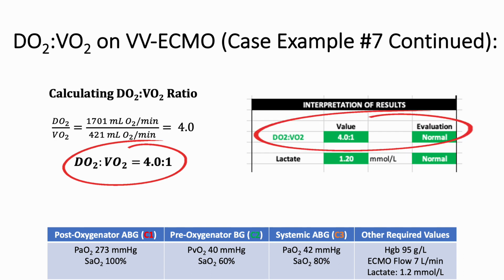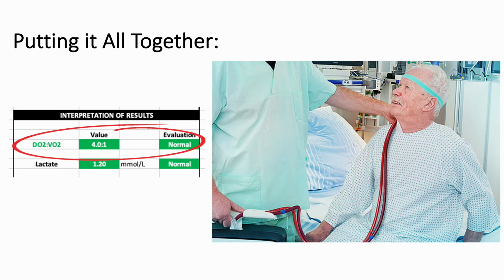Finally, we can use these calculated values of DO2 and VO2 to assess the DO2 to VO2 ratio, which is computed in the box titled Interpretation of Results, shown here. We can see from these calculations that even though the oxygen saturation on the systemic arterial blood gas is below what we would generally strive for or even consider safe, that despite that, there is adequate supply of oxygen being supplied to this patient to satisfy their metabolic needs.